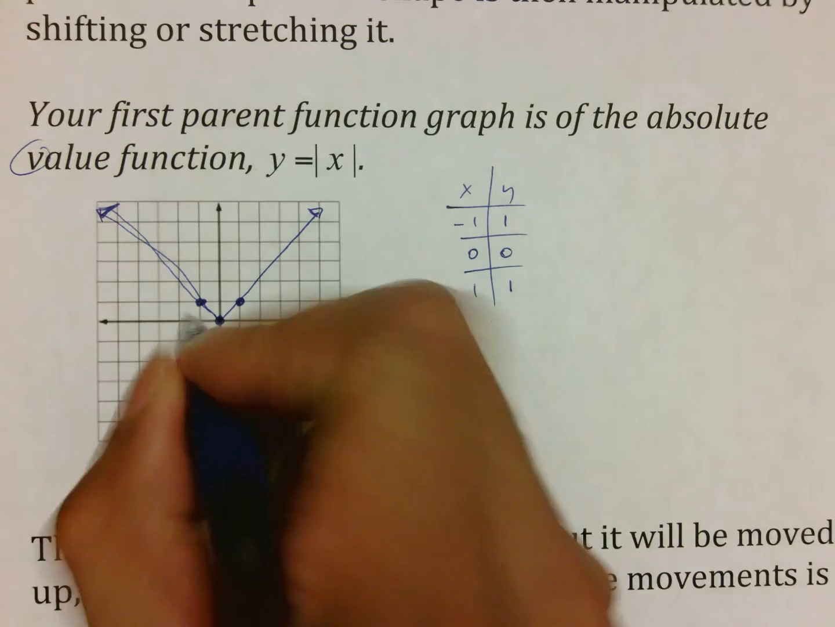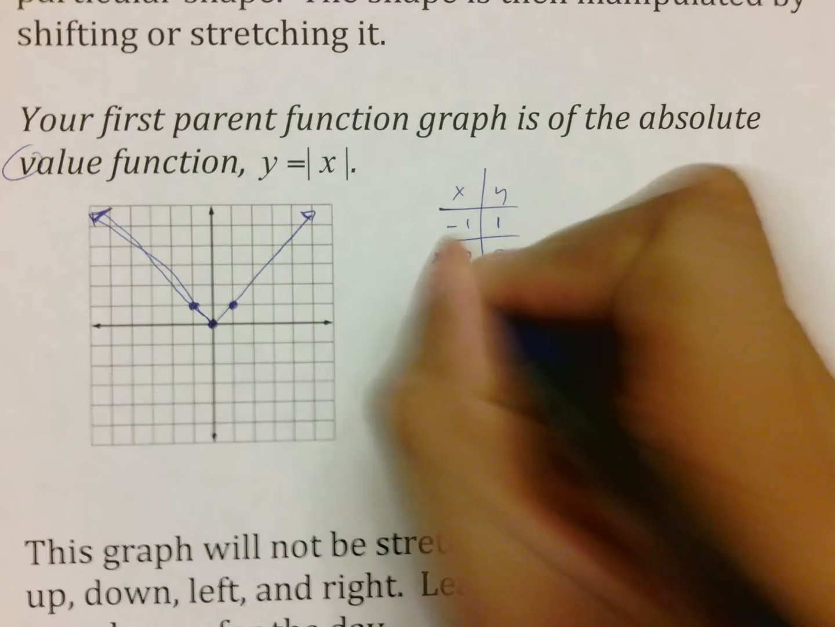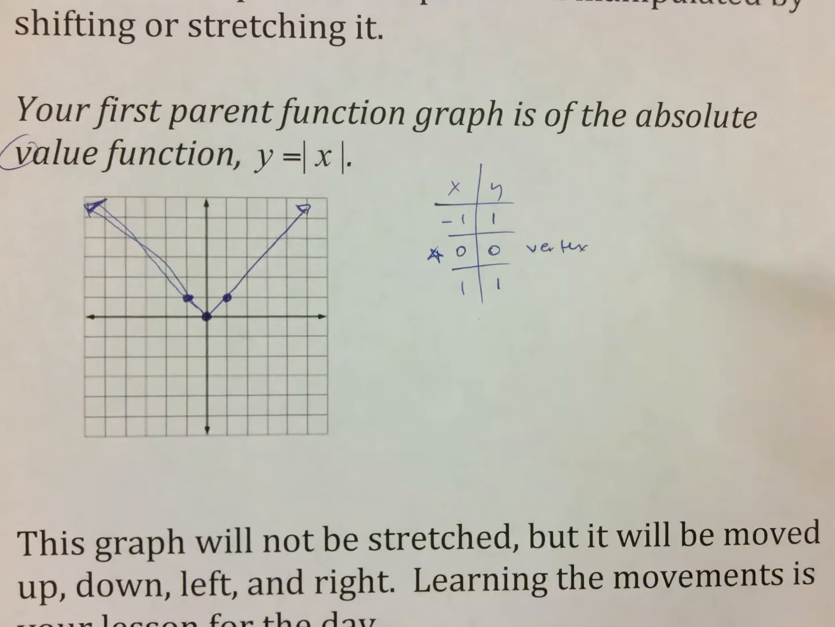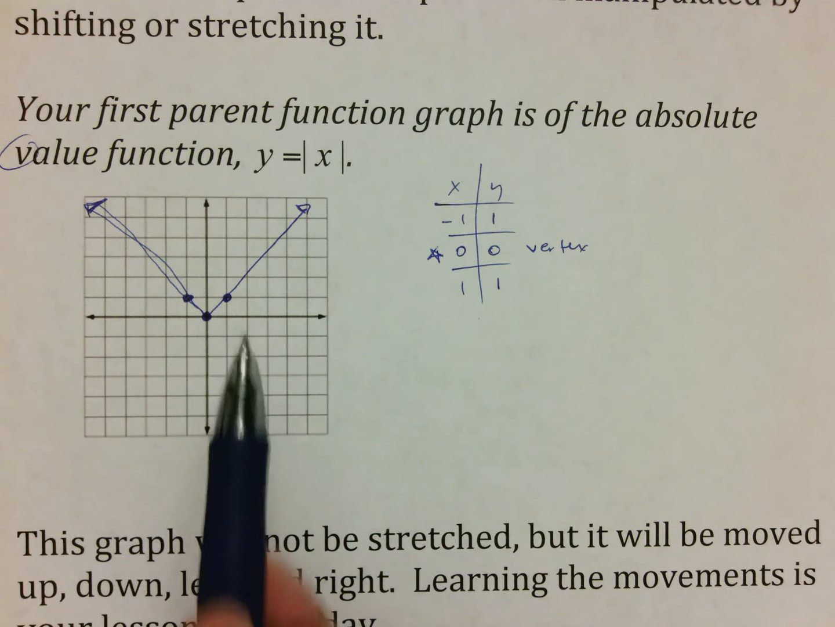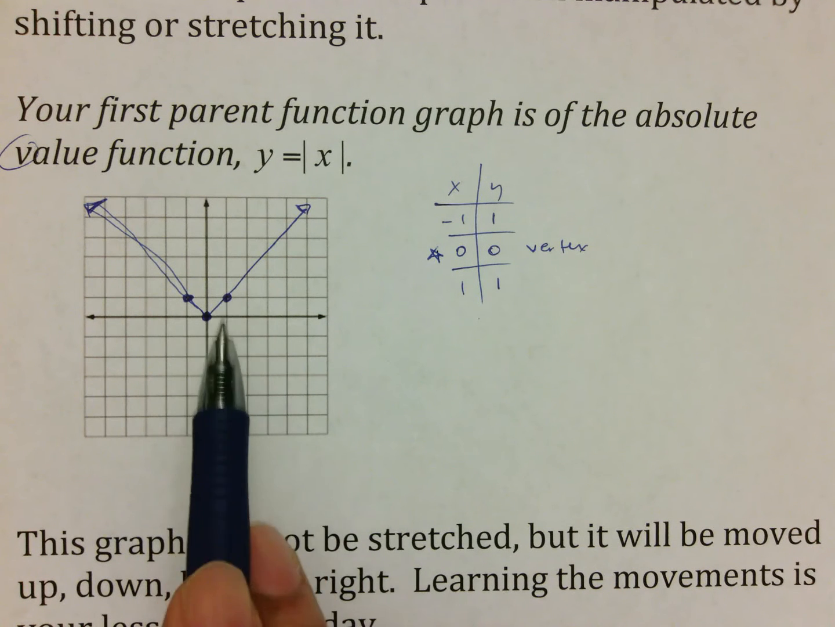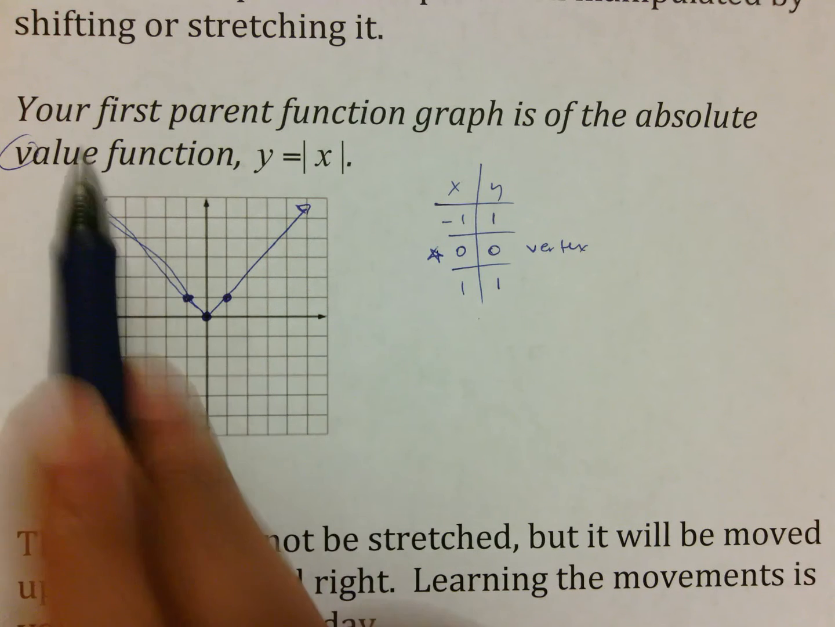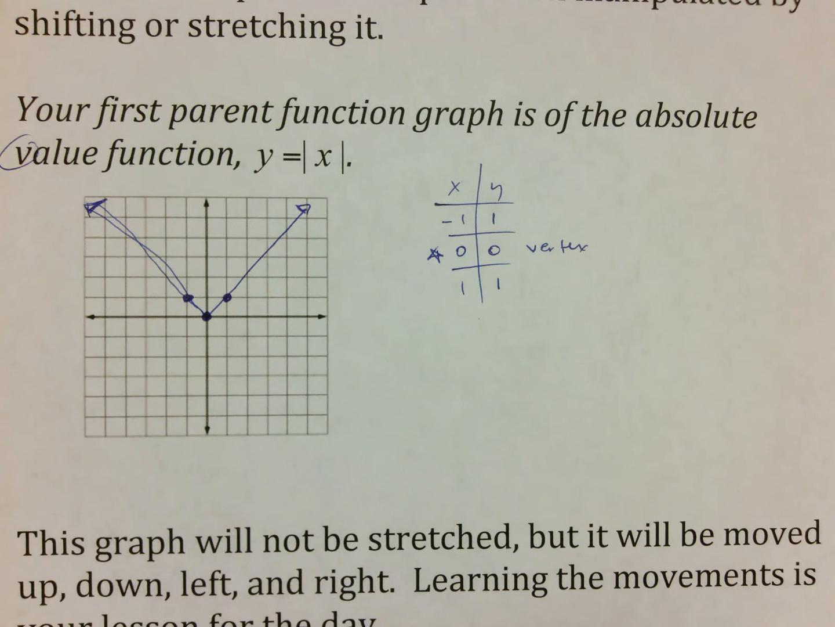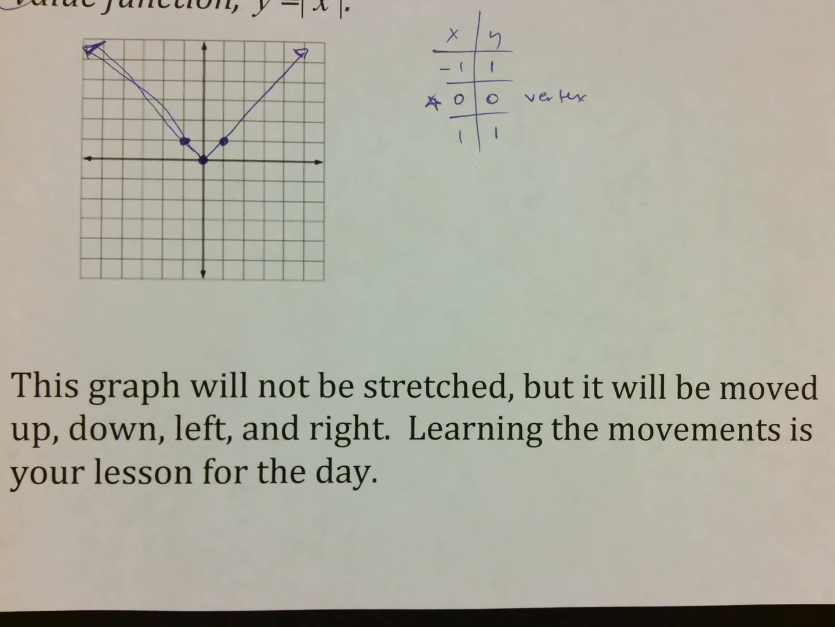And the point that we're going to focus on is what we call the vertex, which is 0, 0. It's the middle point, and it's the point that starts at the origin. Once you learn that that's your point, go over 1, up 1, back 1, up 1, and draw your V. That is how you draw the general shape of your parent function absolute value. This graph is not going to be stretched or flipped over yet, but it will be moved, slid over left to right, up or down, and learning those movements is what your main objective is for the day.